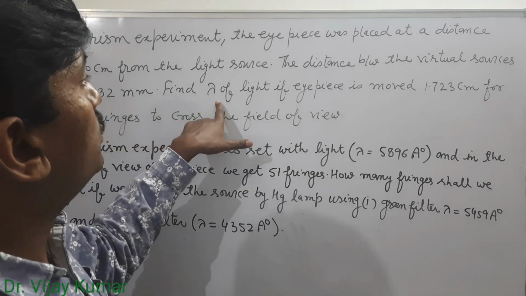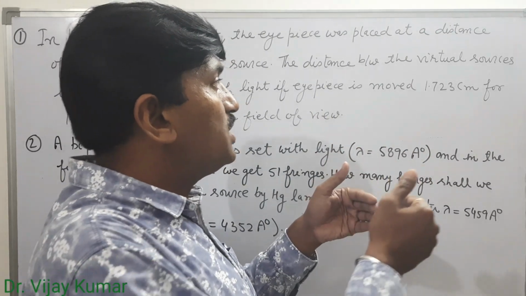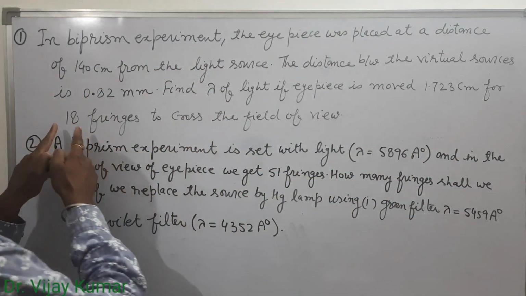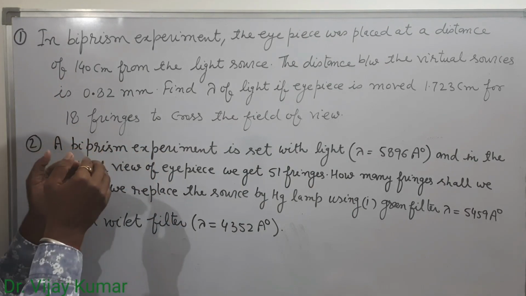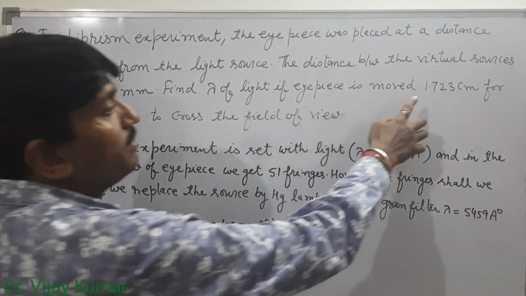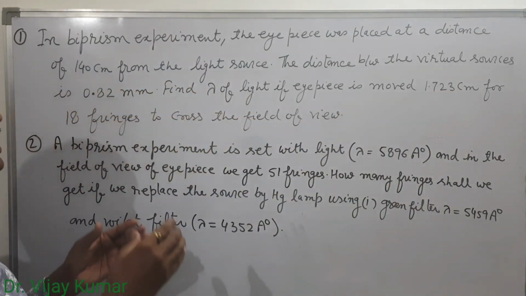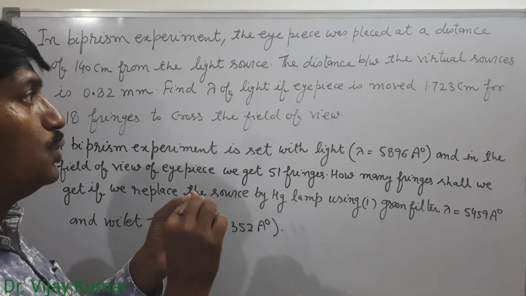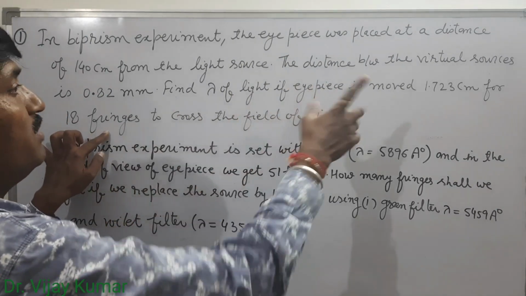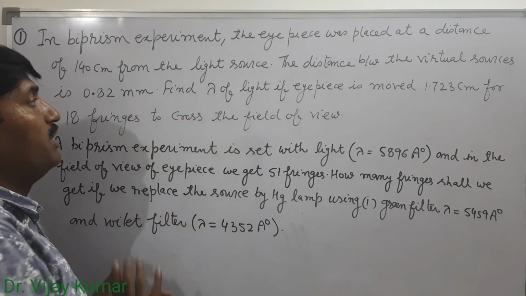Find the wavelength of light if the eyepiece is moved 1.723 centimeter for 18 fringes. It means the separation of 18 fringes is 1.723 centimeter. So you have to determine the separation of two fringes, and with the help of this data we can determine the fringe width, and we have to determine the wavelength in this problem.